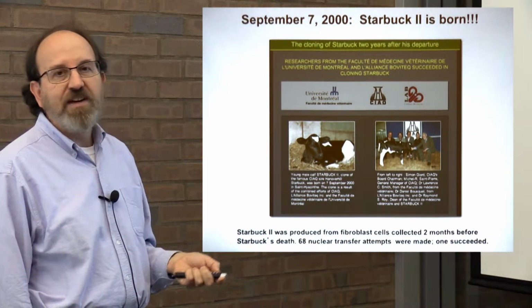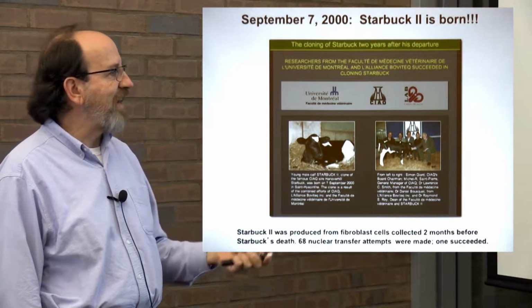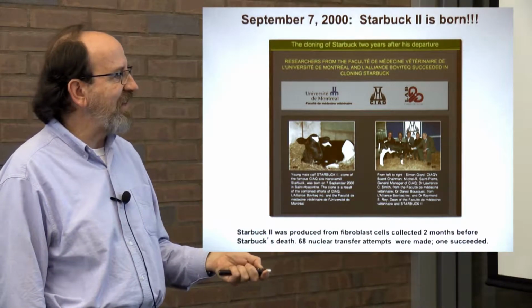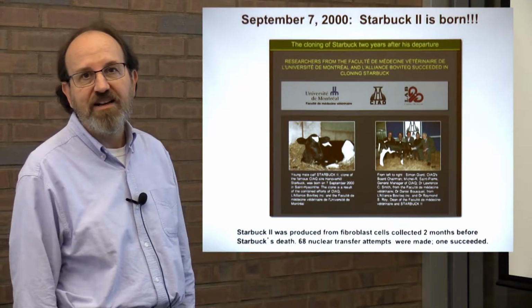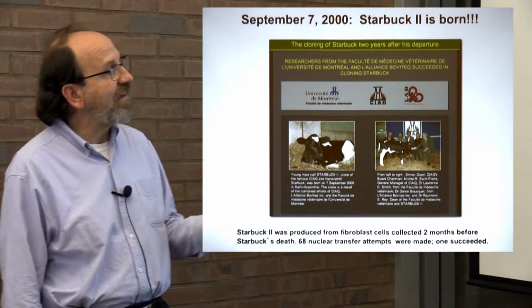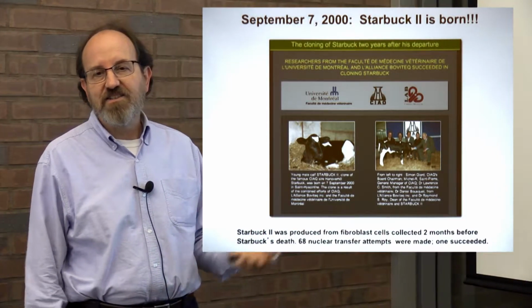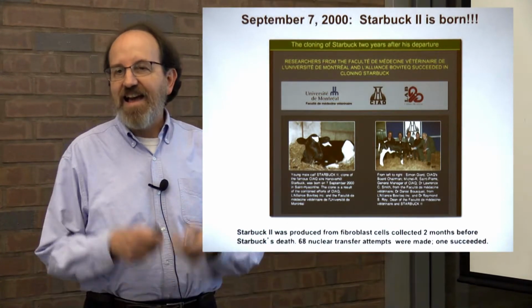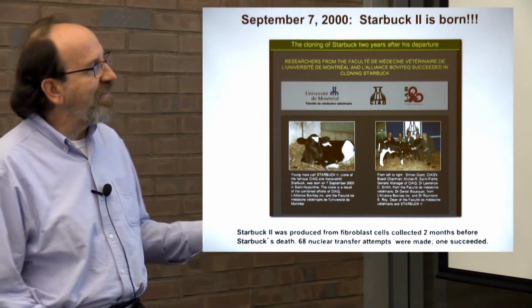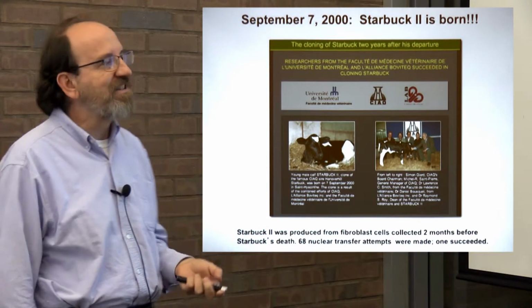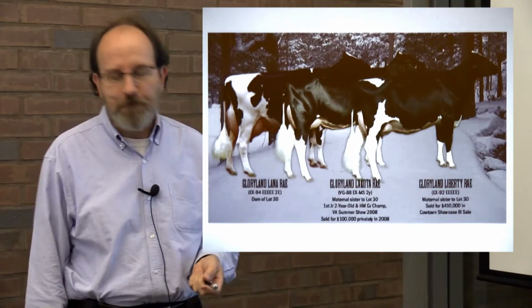So 2 months before he died, they harvested fibroblasts from him, and they turned those fibroblasts. They did 68 nuclear transfers, and one of them survived, and here's Starbuck 2, a clone of Starbuck 1. Now the interesting thing, this was done in Canada. Now the interesting thing was that Starbuck 2 was kept alive for 10 years, and it turned out Canadian regulations did not allow cloned animals to be used for this purpose, so in the end they sacrificed them after 10 years because it was just expensive to keep them around when they weren't basically making any money off of them.